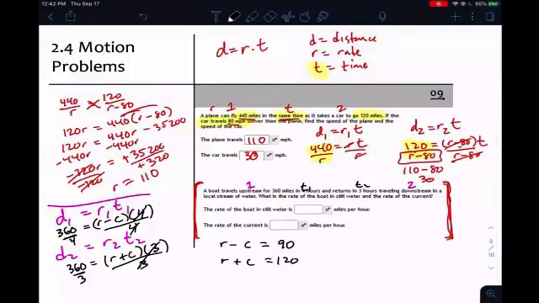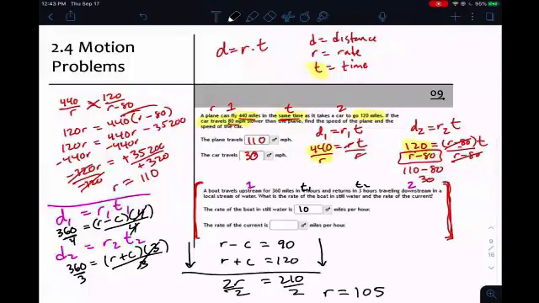And so now, once I have these equations, when we get to solving systems of equations, we'll call this linear combination. But if I just add straight down the columns of these two equations, it saves me time because my C's are going to cancel. R plus R is 2R. 90 plus 120 is 210. And then if I divide by 2, I get my rate. 210 divided by 2 is going to be 105. And so that is the rate of the boat.